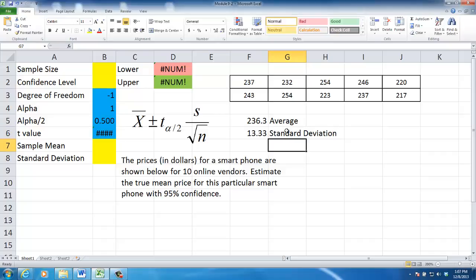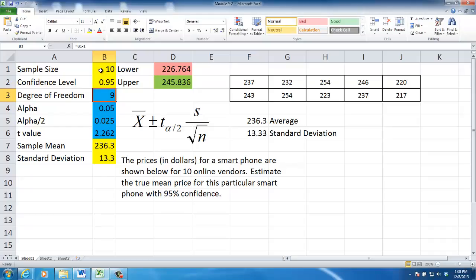Now I'm ready to put the data on the Excel formula worksheet. So sample mean is 236.3. Standard deviation 13.33. So the sample size: 1, 2, 3, 4, 5, 6, 7, 8, 9, 10. So sample size is 10. And confidence level is given, 95%, 0.95. Here are the answers. Now let me explain how we come up with the answers.